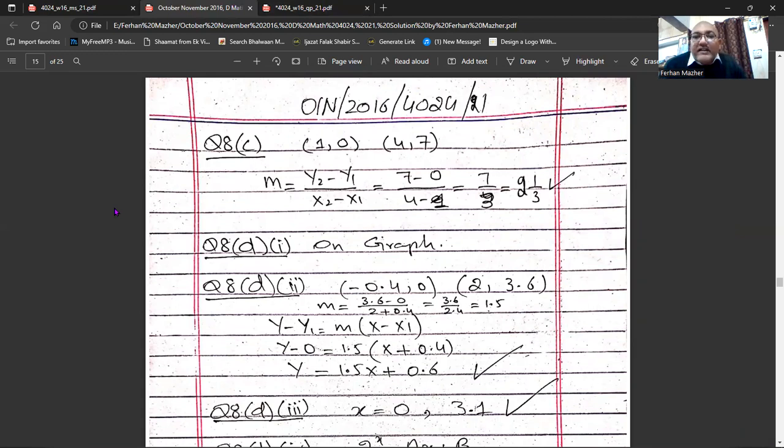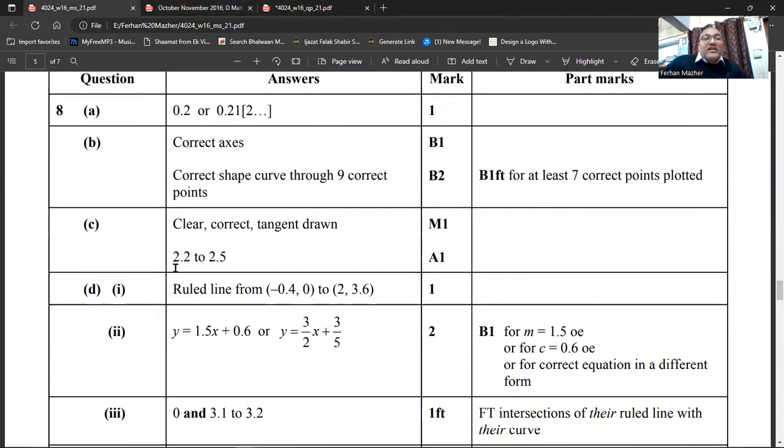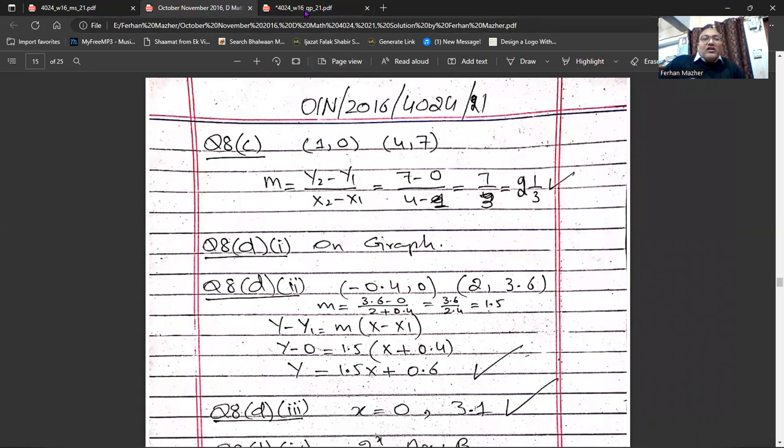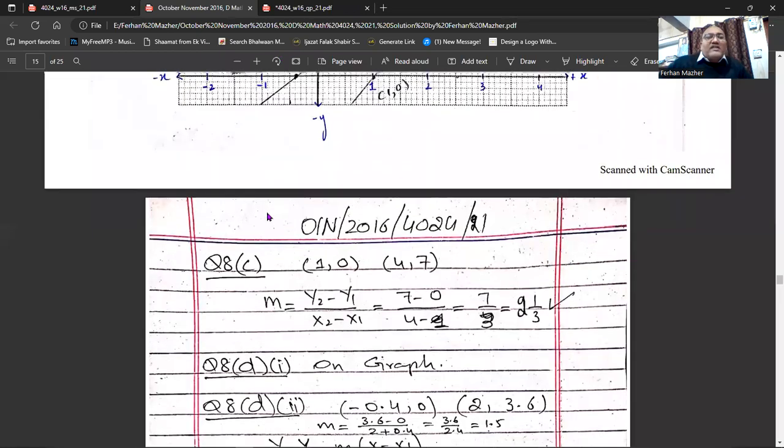That will be 7 by 3, and that will be 2 whole 1 by 3. So 2 whole 1 by 3 means 2.3333. So that is right. Then on the same grid, draw the straight line passing through the point -0.4, 0 and 2, 3.6. So we will draw that line.